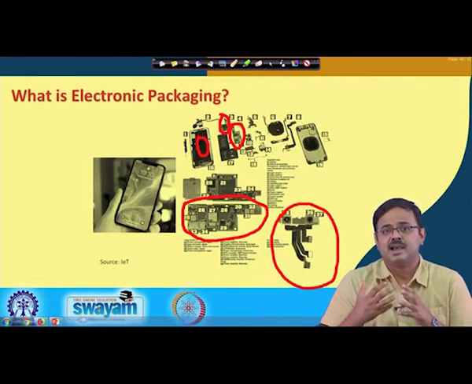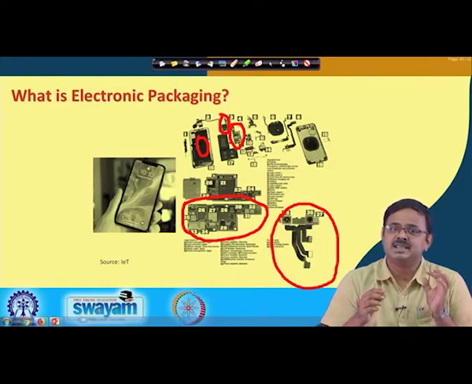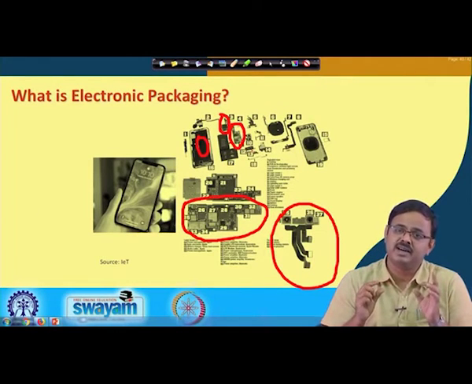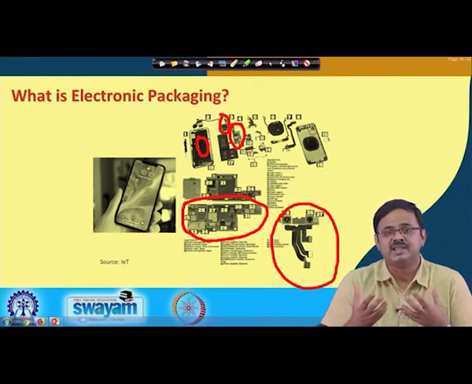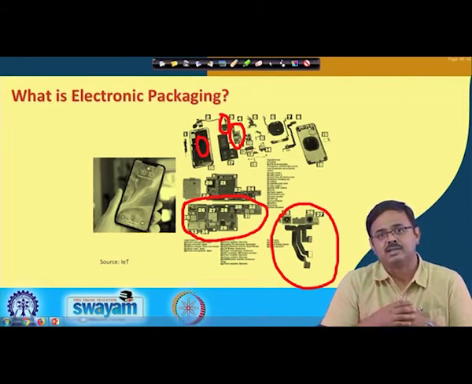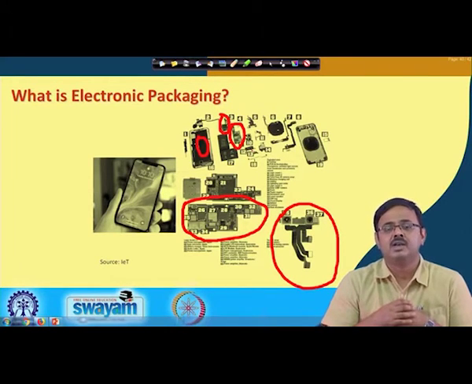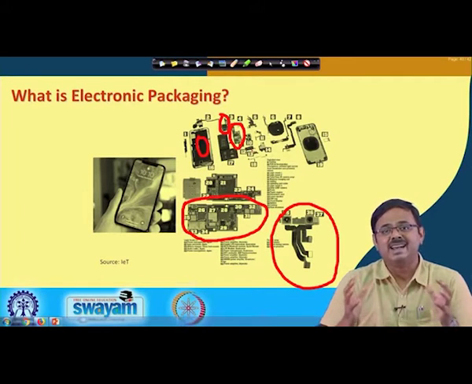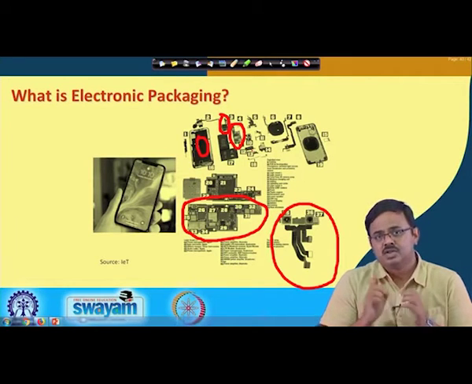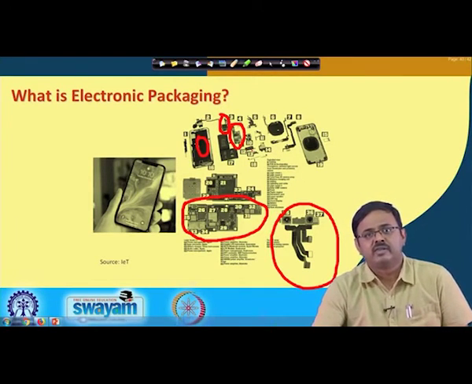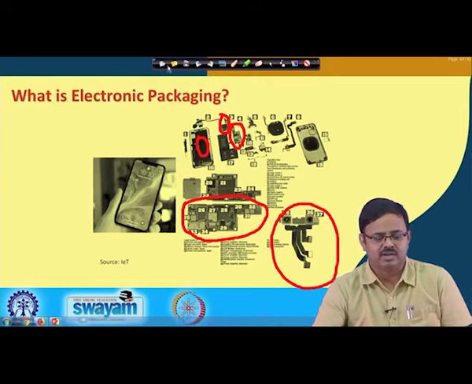It's a science and a bit of art which converts the microchip, the individual micro devices, brings them together on a common platform, and gives it the shape of a usable product. Okay, so electronic packaging entails all of these. So again, let's try again to define what is electronic packaging.